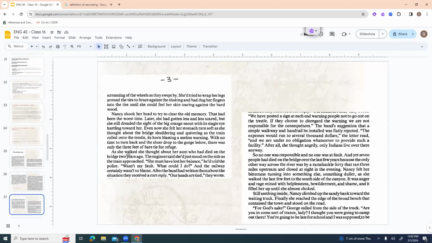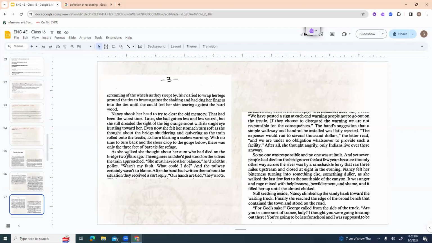The band's suggestion that a simple walkway and handrail be installed was flatly rejected. "The expenses would run to several $1,000s," the letter read, "and we are under no obligation whatsoever to provide such a facility." After all, she thought angrily, only Indians live over here anyways. So no one was responsible and no one was at fault. And yet, 7 people had died on the bridge over the last few years because the only other way across the river was by a ramshackle ferry that ran 5 miles upstream and closed at 8 in the evening.